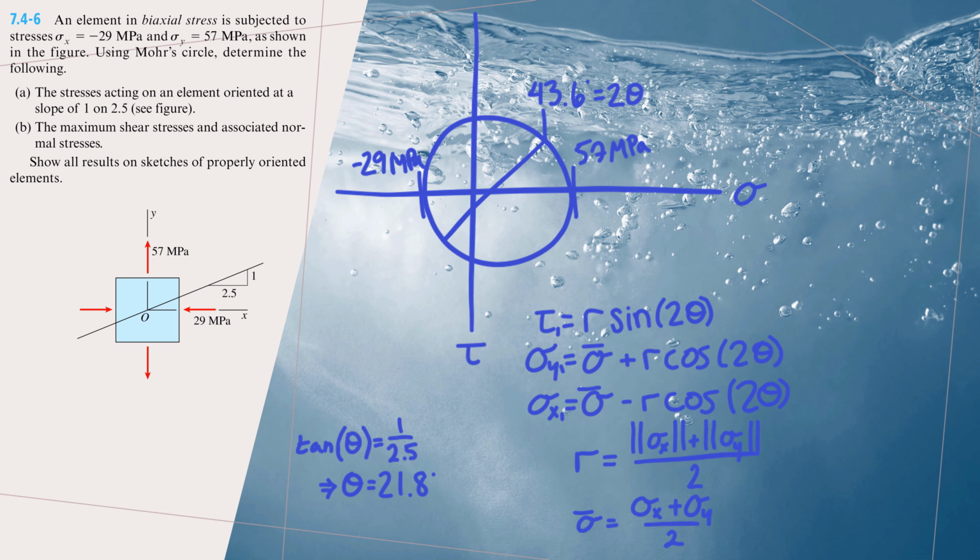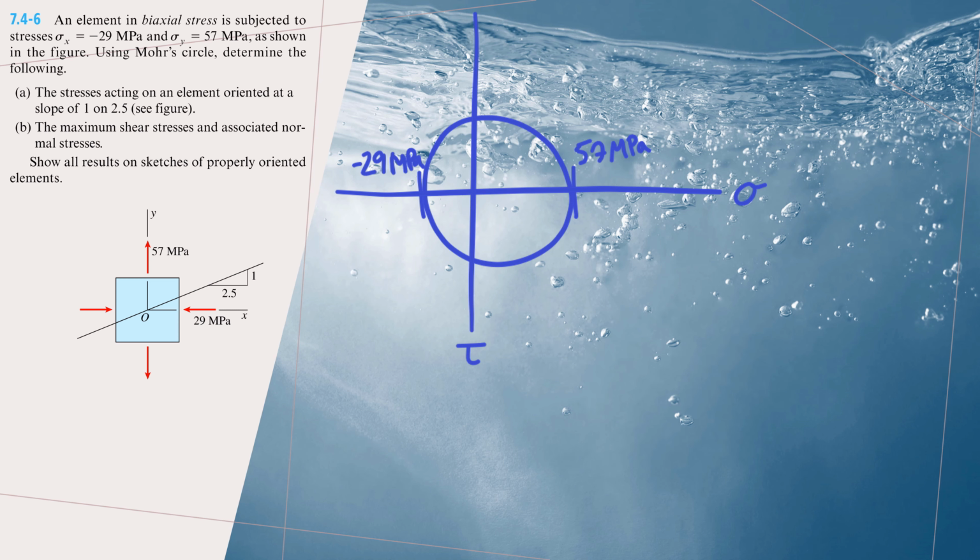My r and my average stress can be found with these equations. Our average is, of course, the sum divided by 2, and the radius is our magnitudes summed divided by 2. And this is just to get rid of the negatives if we have negatives. And we can plug all of that in, and we get our answer.